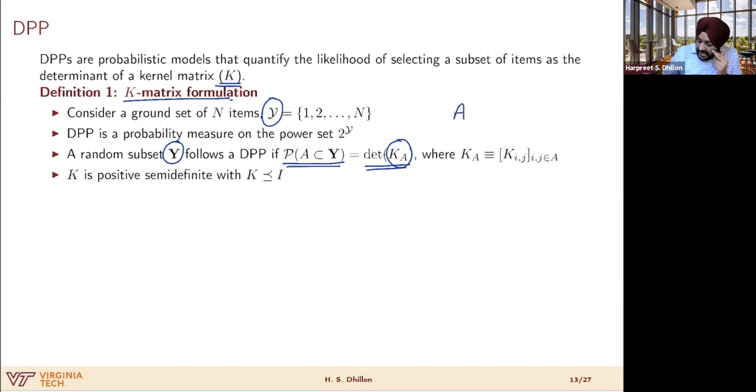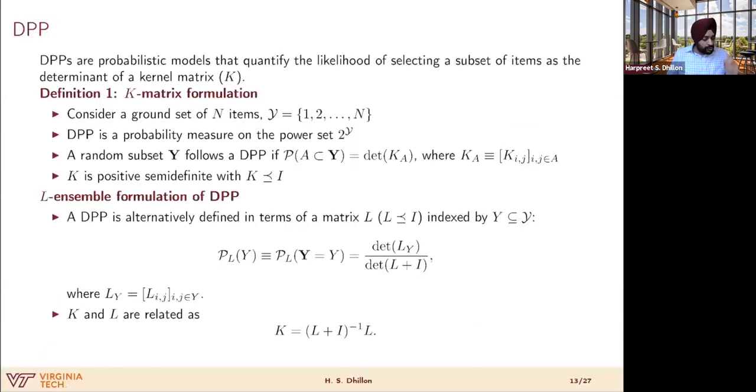Let's say that A is only, say, {1, 2}, and you have a large kernel matrix. In that case, you will be defining K_A by using all the elements that are contained in A: the first two rows, first two columns. Now, K is positive semi-definite. It can be shown that K is positive semi-definite, and you can also show that the eigenvalues of K are upper bounded by 1.